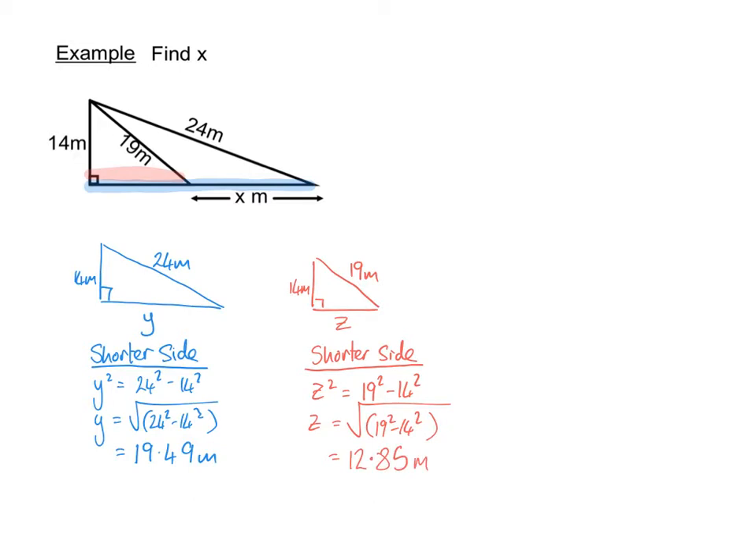Now, remember the length of x is the blue length, which is the full length of the bottom of this large triangle, but subtract this red length here and that will leave us with x. So to finish off, we've got x equals 19.49, take away 12.85, which comes down just to one decimal place, 6.6 metres.